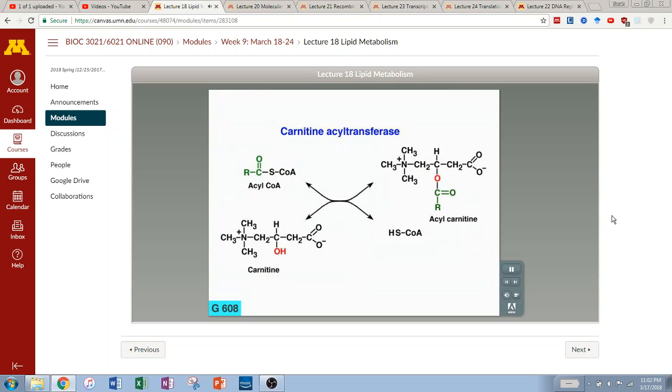The transfer of a fatty acyl group from fatty acyl-CoA to carnitine occurs in the cytosol and is catalyzed by an acyl transferase enzyme. The reaction is energetically neutral and thus is reversible. The fatty acyl group is transferred from the thiol group of CoA to a hydroxyl group, noted in red, on carnitine.